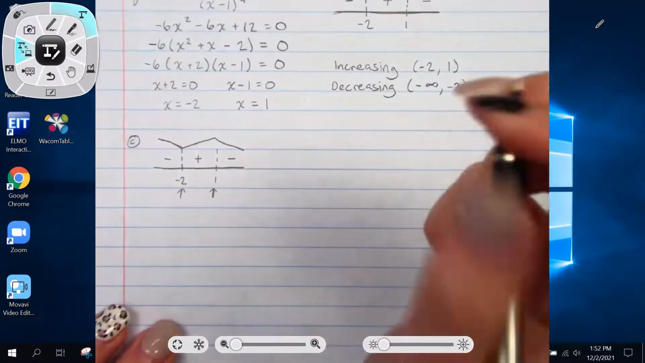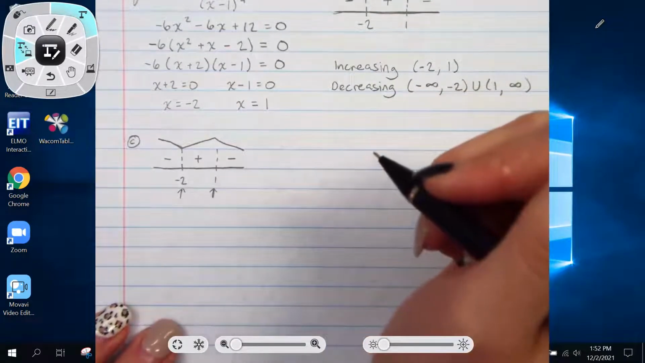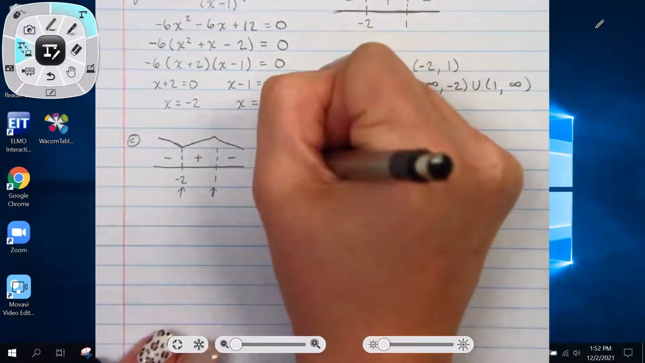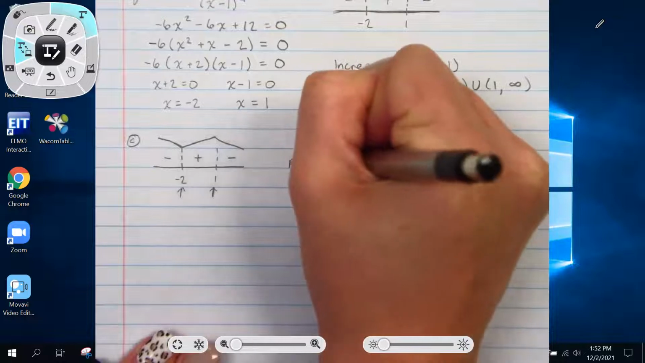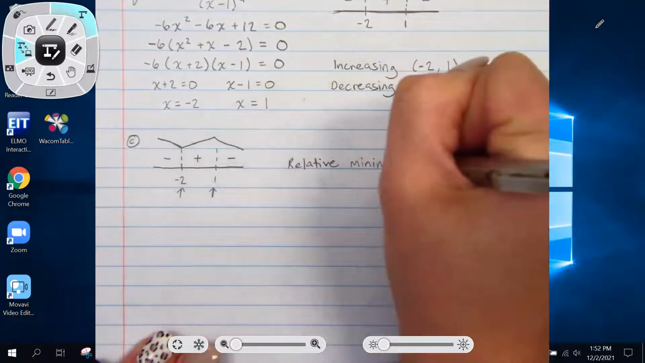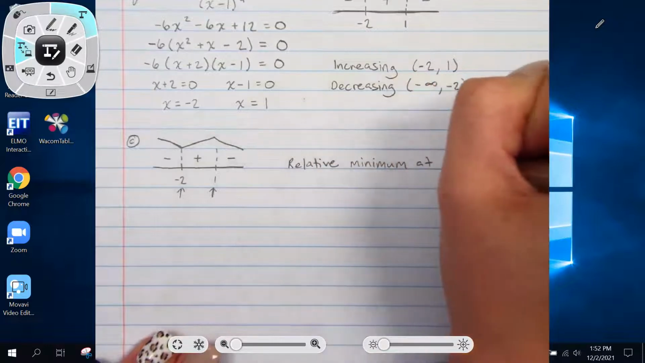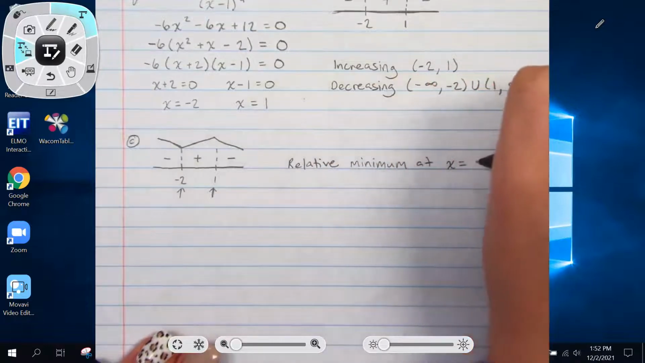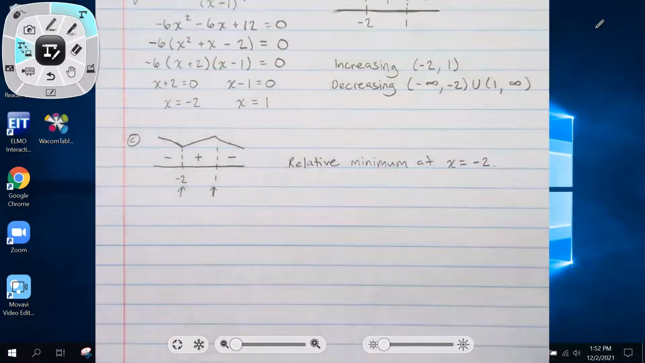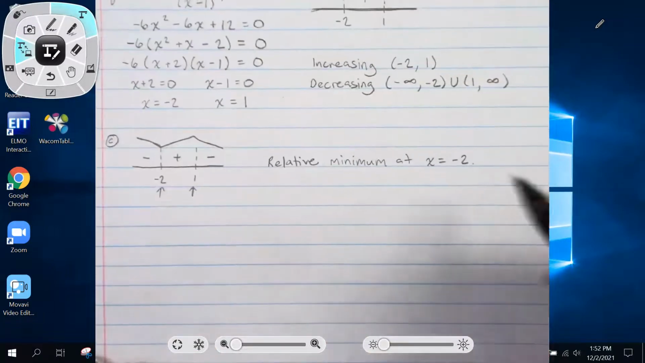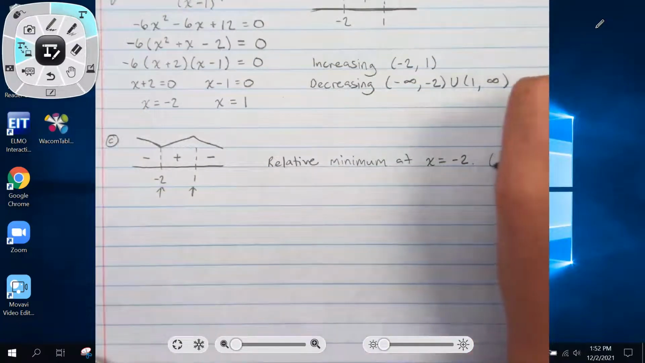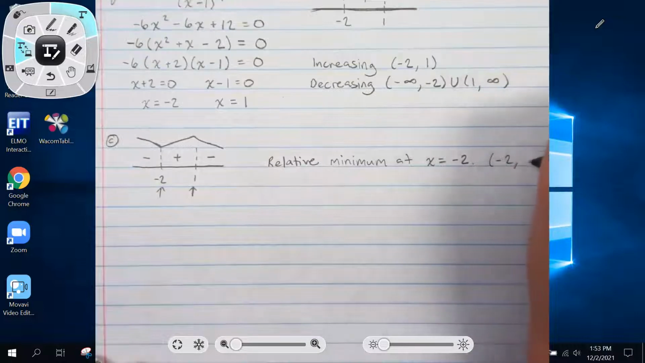So we can say there is a relative minimum at x equals -2. If you want to get the y value that goes along with this, plug it into the original function, you get a y value of 0.